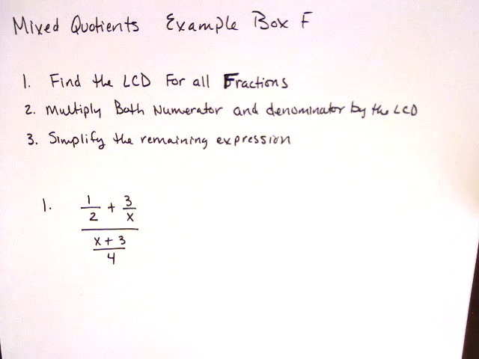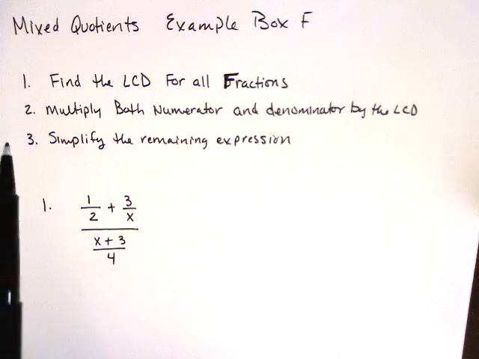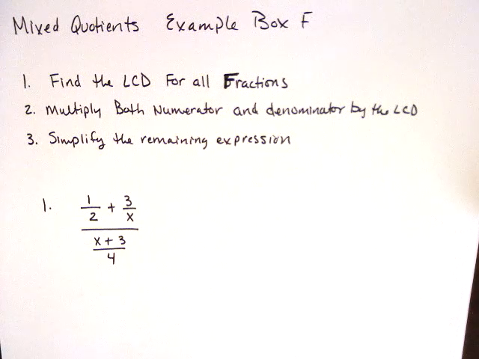Okay, this is the mixed quotients notes. As you can see, I wrote this on a different sheet of paper. You need to cross out the information that was on the top of the original paper, and these are the new directions. We're going to solve these by finding the LCD for all fractions, multiplying both numerator and denominator by that LCD, and then we can simplify the remaining expression. And this is how it's done.